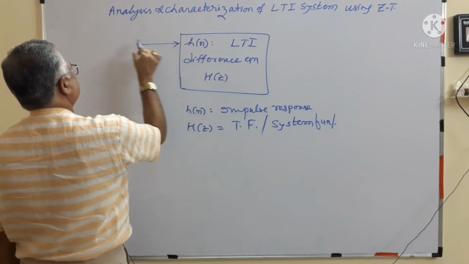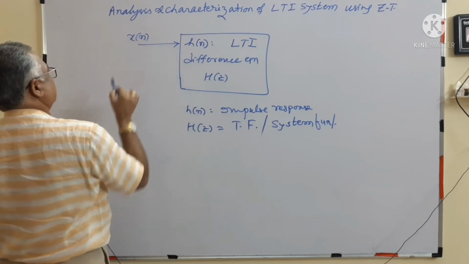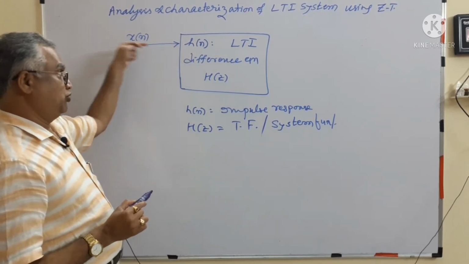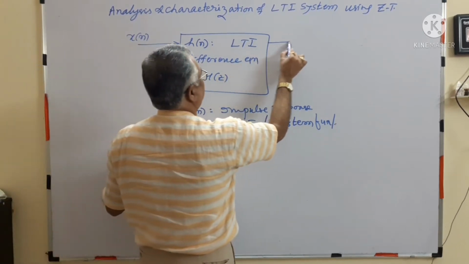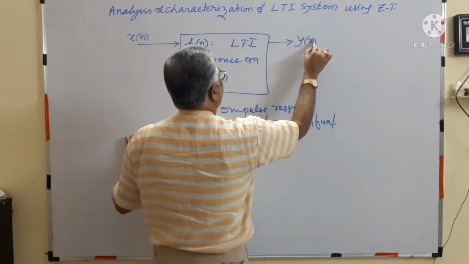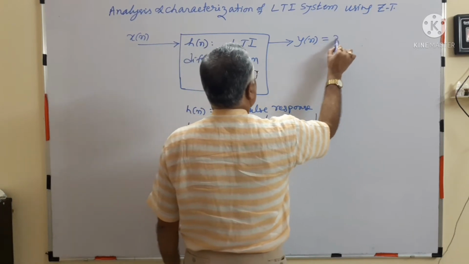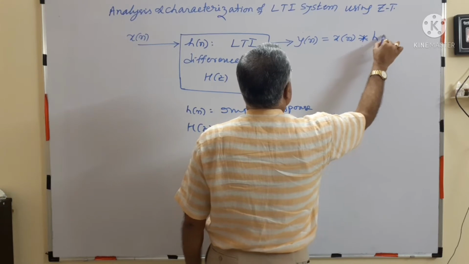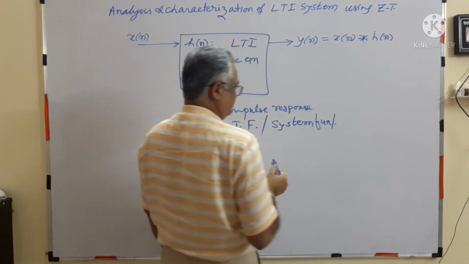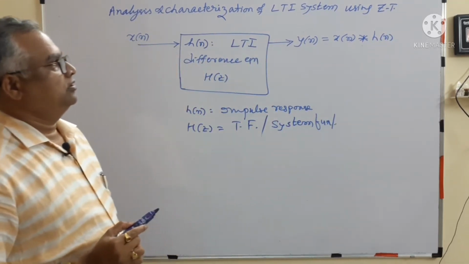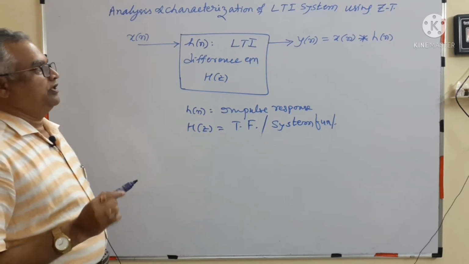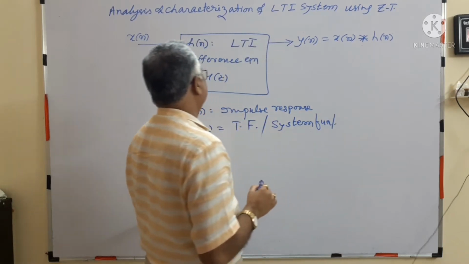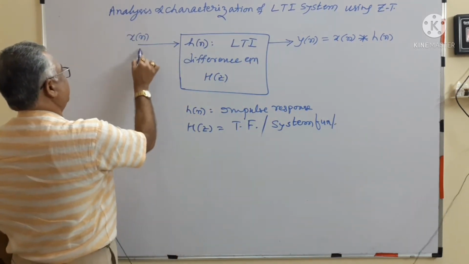If input is x of n, any system, x of n input applied, how do you find output y of n? This y of n is nothing but x of n convolution with h of n. So x of n convolution with h of n will give the output y of n. This is in time domain. What is in z domain?